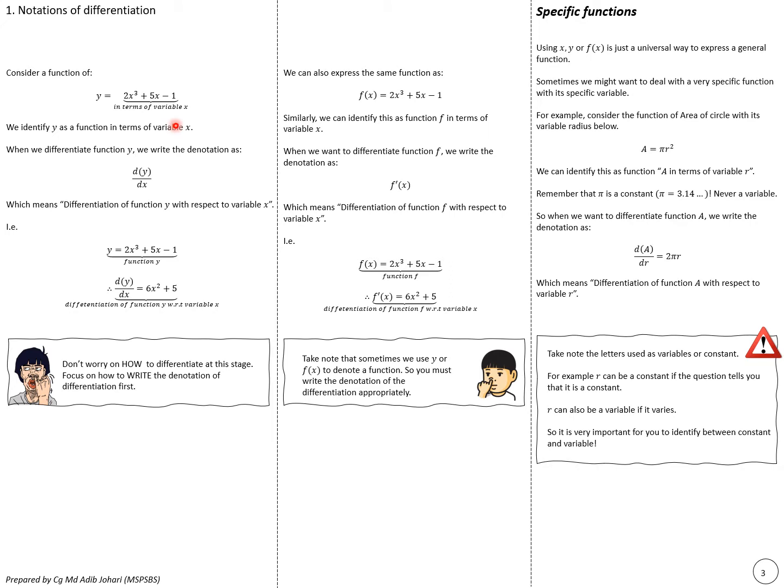Right, you have done this, most of you, so you can just have a read. So here I'm just trying to explain to you the notation of differentiation, on how to write the notation, because that is very important. So for example, if you have this function y equals 2x cubed plus 5x minus 1, we call this a function y in terms of variable x. So if you want to differentiate it, you're going to have to write it as dy over dx. What dy over dx means is actually the differentiation of function y with respect to variable x.